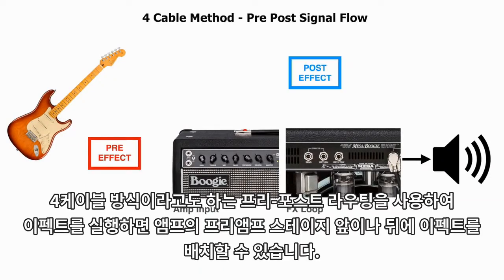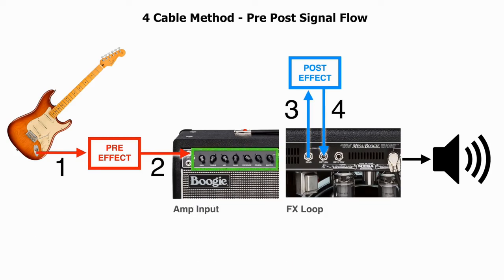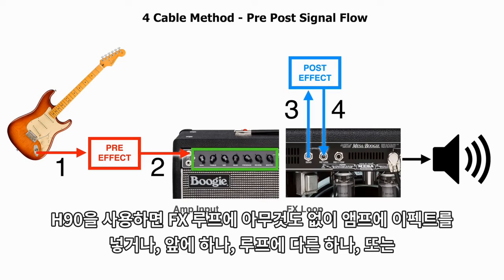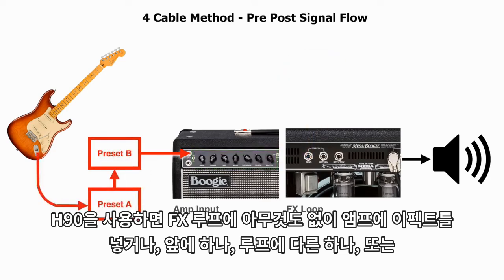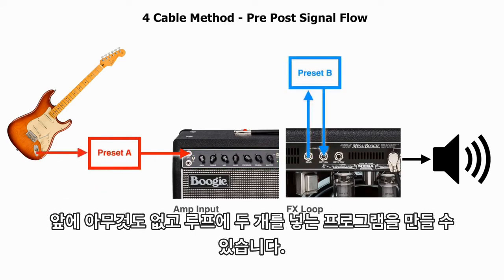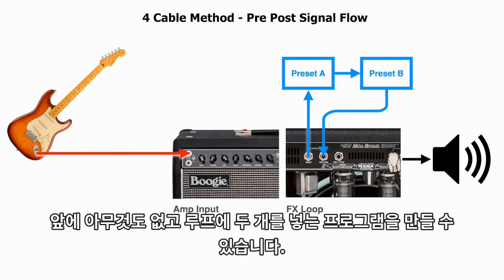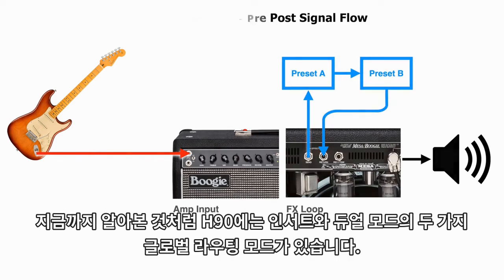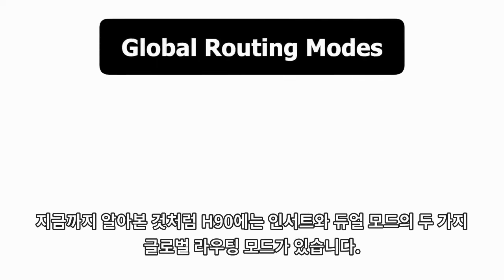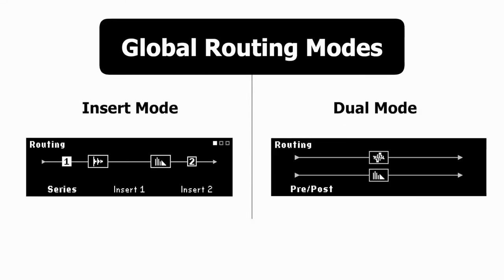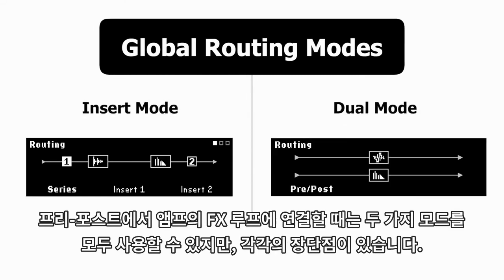Running effects using pre-post routing, also known as the 4-cable method, gives us the ability to place effects before or after an amp's preamp stage. The H90 makes it possible to have programs that give us 2 effects going into the amp with nothing in the effects loop, or 1 in front and another in the loop, or nothing in front and 2 in the loop. As we've learned up to this point, the H90 has 2 global routing modes, insert and dual mode. Connecting to an amp's effects loop in pre-post can be achieved with both, but each has advantages and disadvantages.